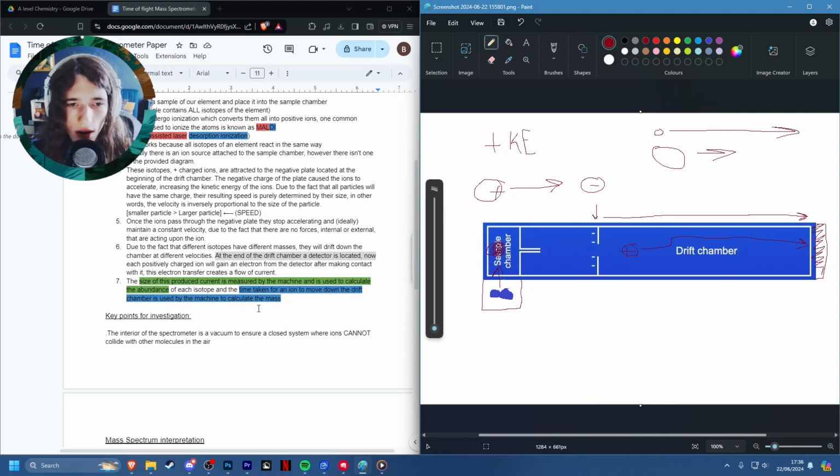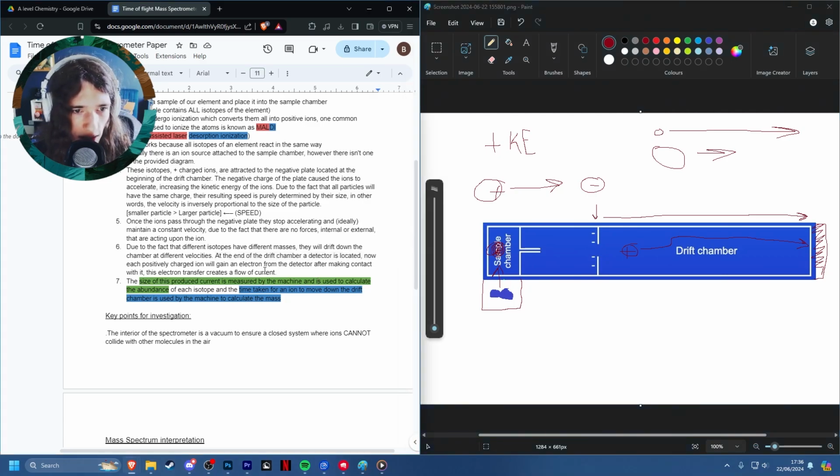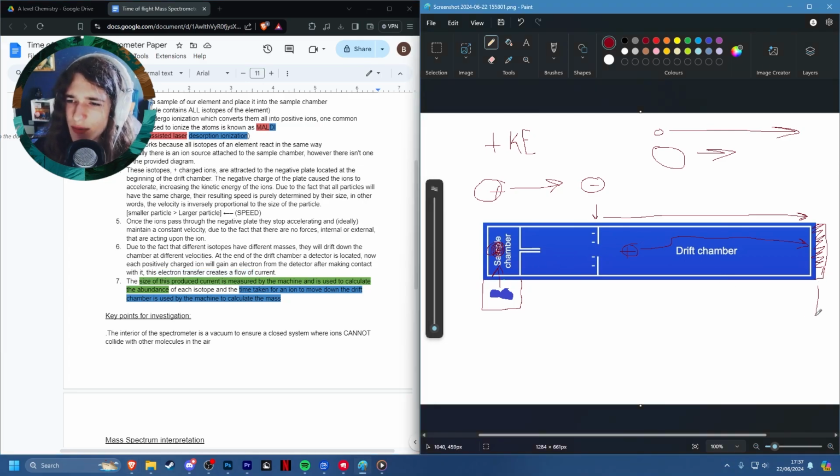Now, when our ions make contact with the detector, an electron is transferred to them, which will create a flow of current. Which just seems a bit random. Why is that important? Well, essentially, the size of the produced current is measured by the machine, and we use that current to calculate the abundance of each isotope.